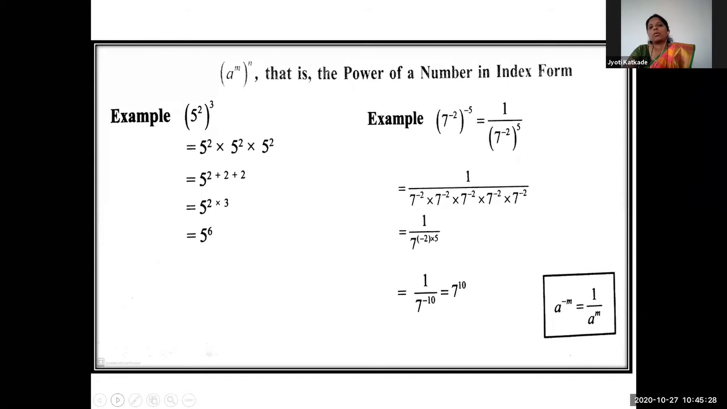From this we get (a^m)^n is equal to a^(m into n). See this rule on the next screen.